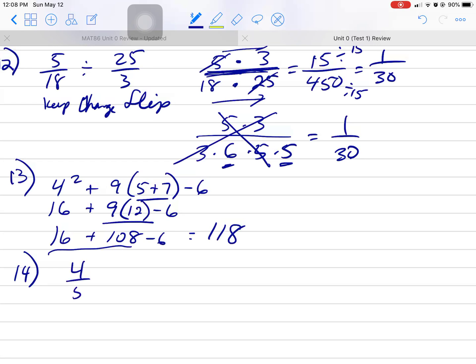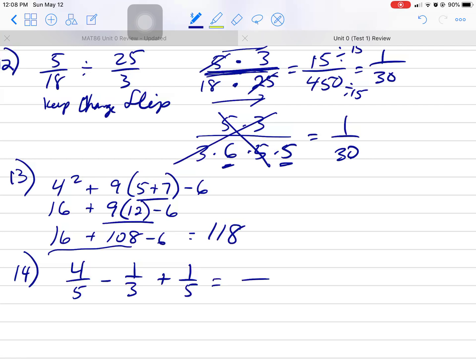4 over 5 minus 1 over 3 plus 1 over 5. This is a good one. I believe I wrote that correctly. Yes, I did. Double check I wrote it down right. And then what do I need to be able to add fractions? I can multiply together anything I want. They don't have to match the denominators or anything. But when it comes to adding, I cannot add fractions unless I have common denominators.